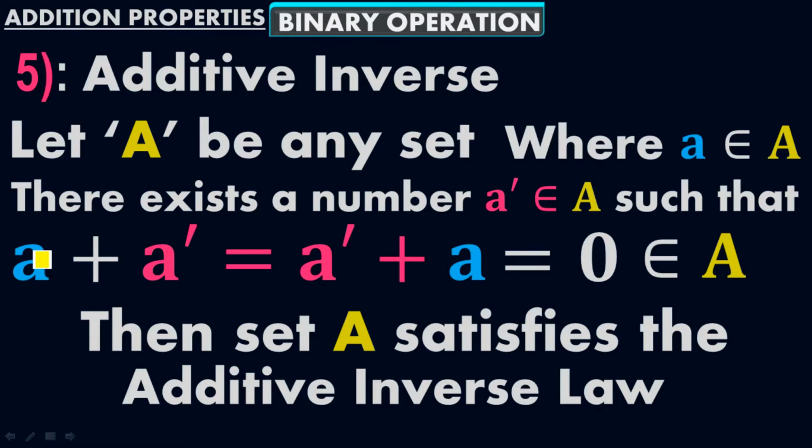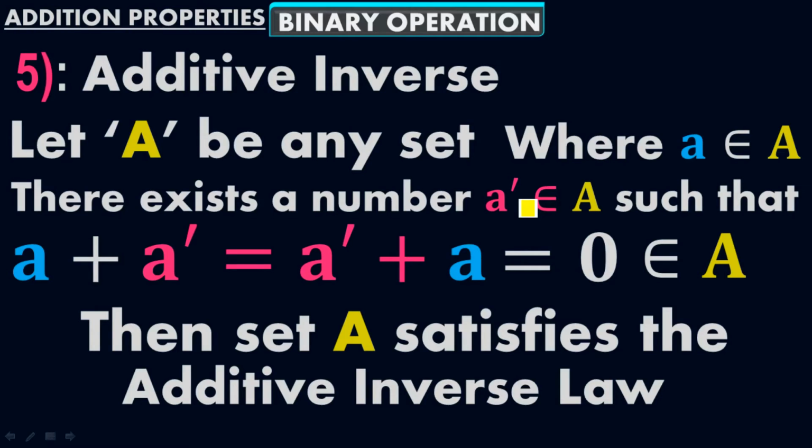For example, if we have 2 here, a prime will be negative 2. So 2 minus 2 will be 0. Similarly, negative 2 plus 2 will be 0. So ultimately my answer will be 0. 0 should also belong to set A. So just keep in mind that a prime is a negative value.